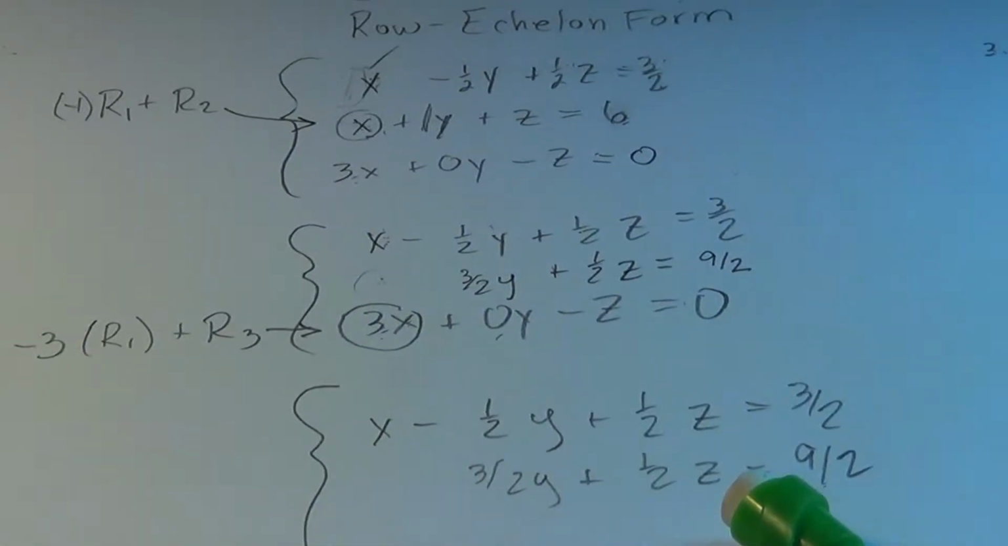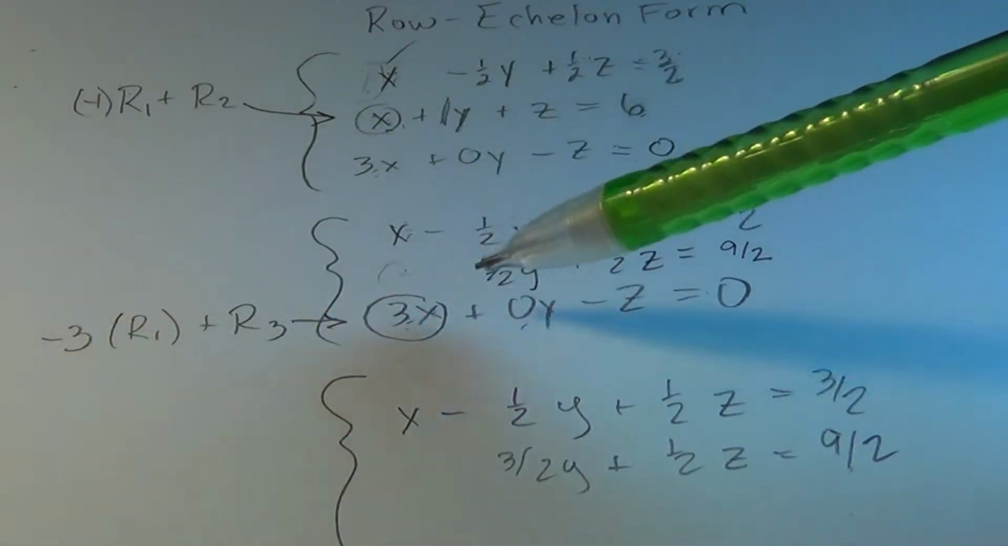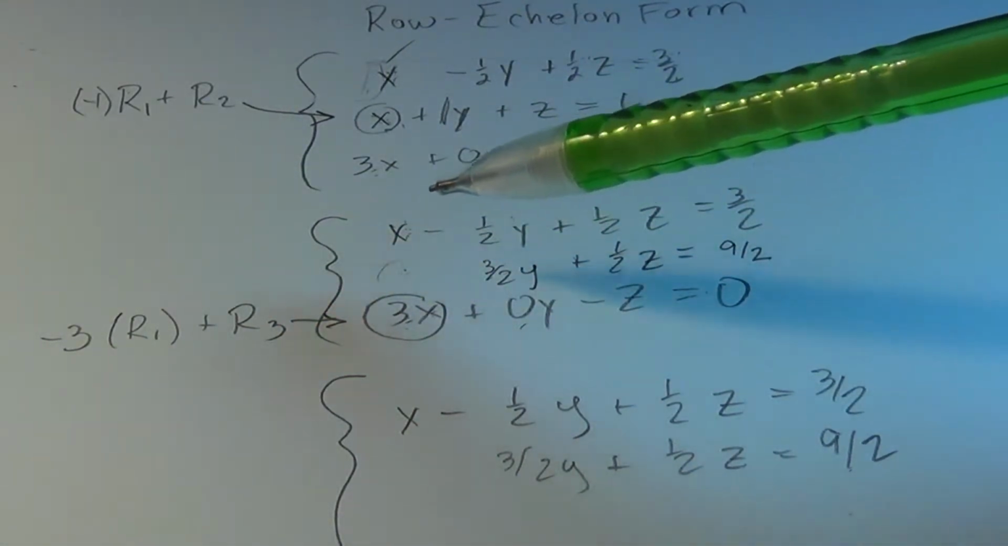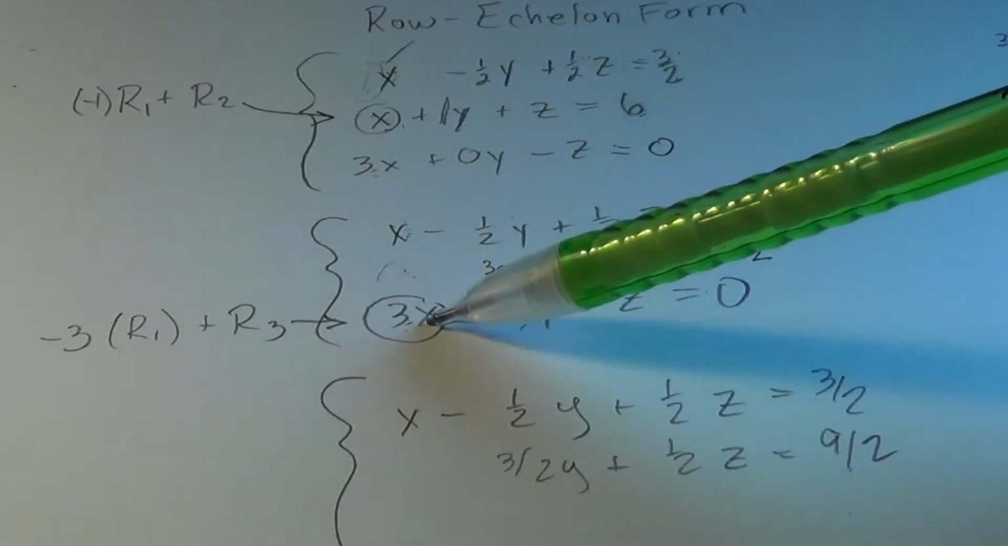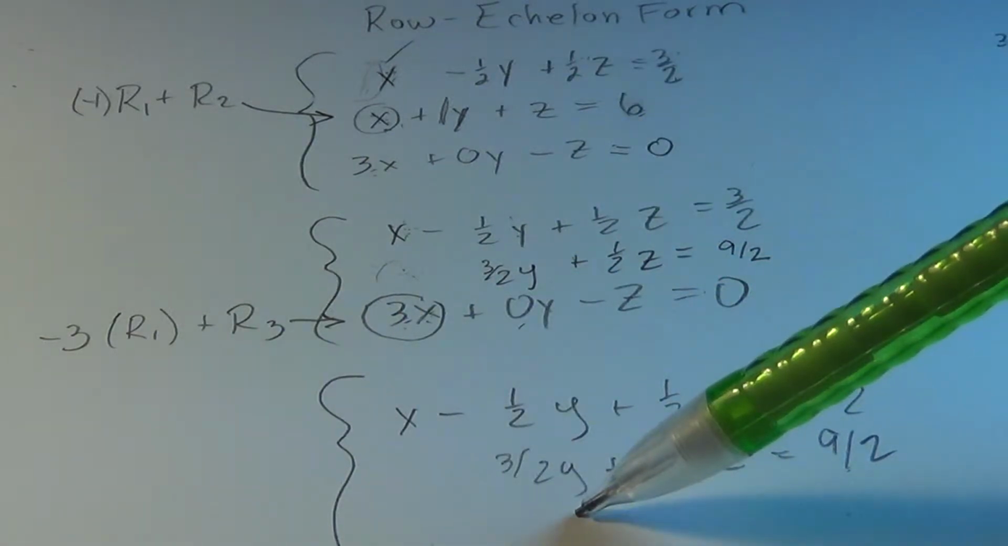Here we are, part 2. So we were at this point where we were taking negative 3 times row 1 and adding it to row 3. That creates a 0 here. What does it create for our y term?